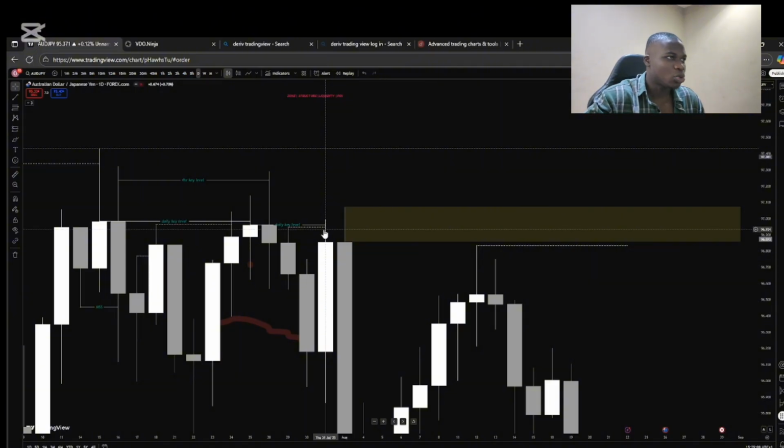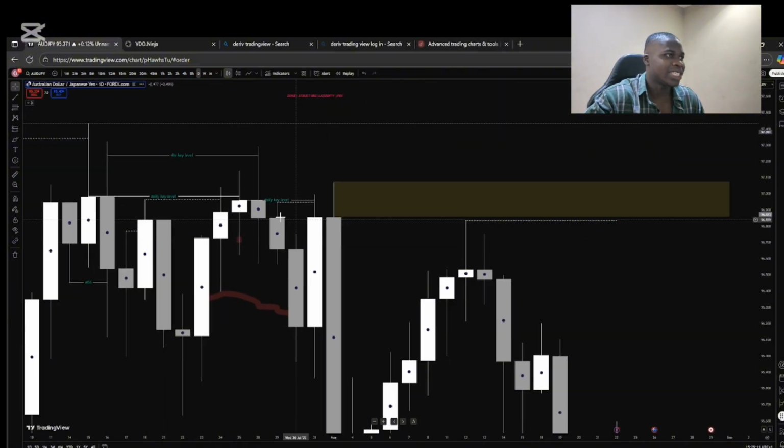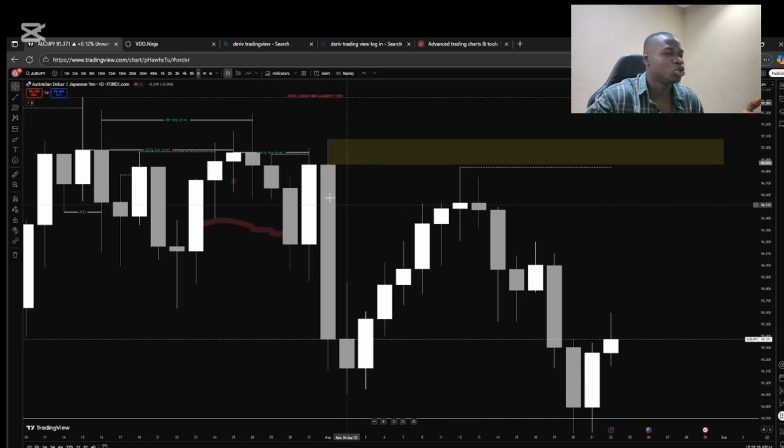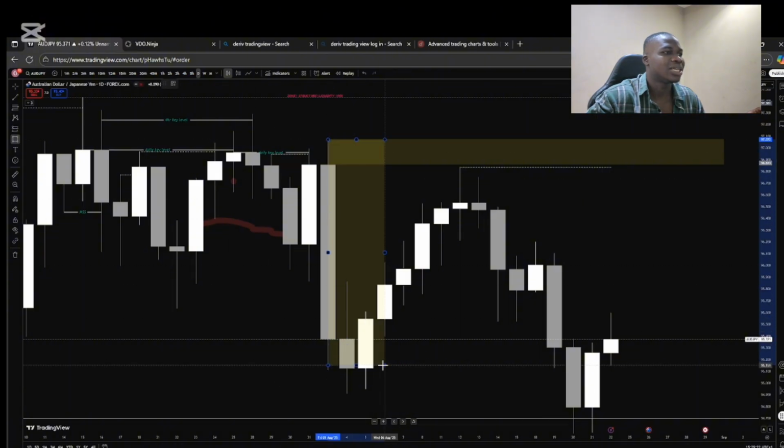So now price sweeps that daily high as liquidity, taps into that daily key level, and you guys can see there's a very, very huge dump right here. Price dumps very, very hard.